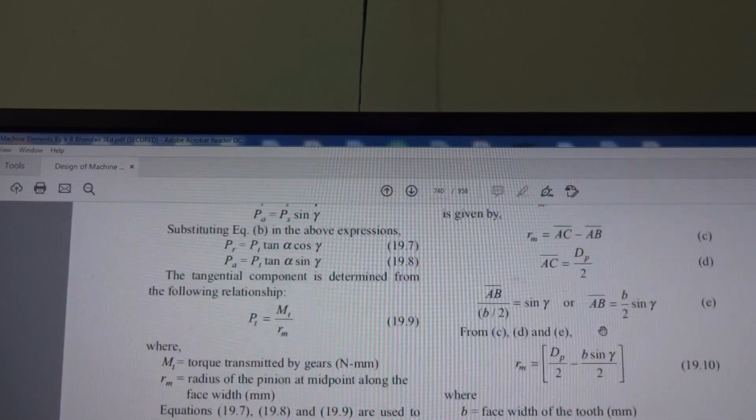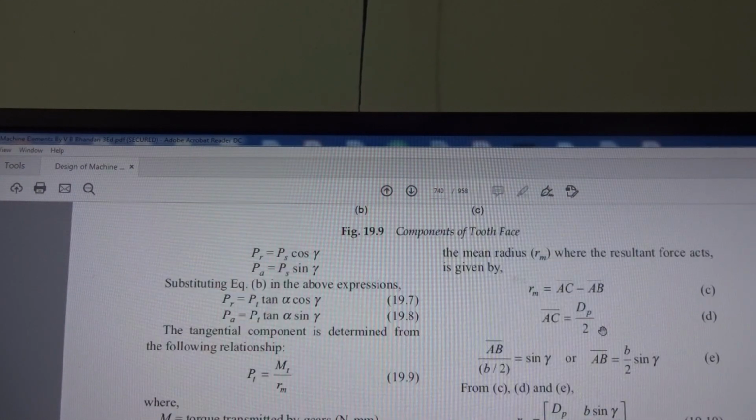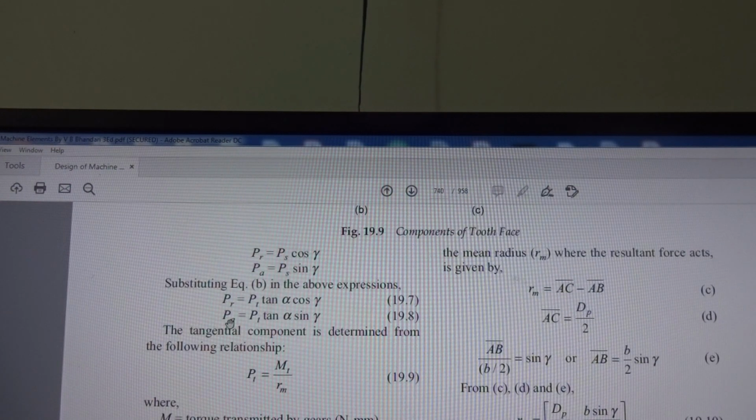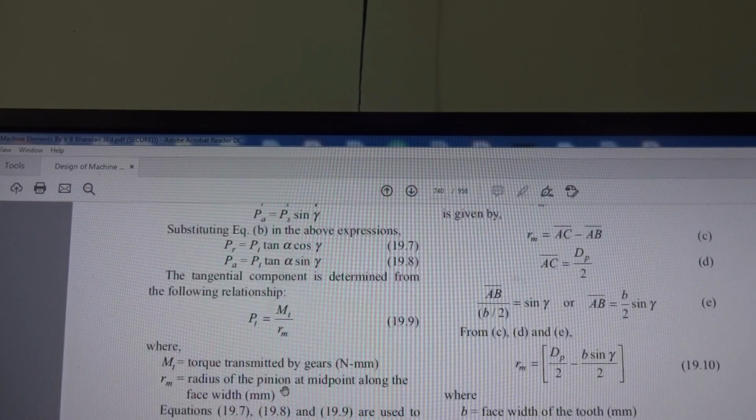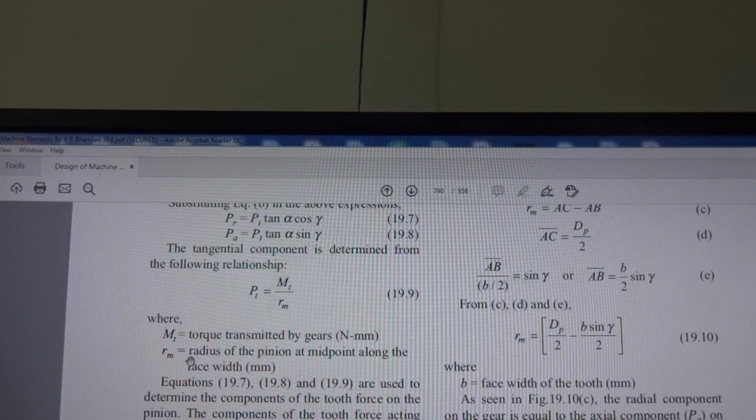So using this relation you can get PR is equal to PT tan alpha cos gamma, and PA is equal to PT tan alpha sin gamma. PT is equal to MT, that is the torque transmitted, divided by RM, the radius of the pinion at the midpoint along the face width.